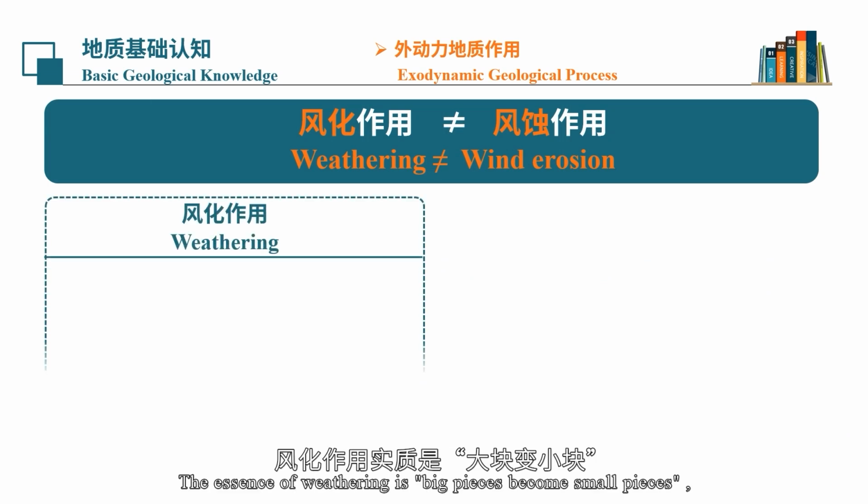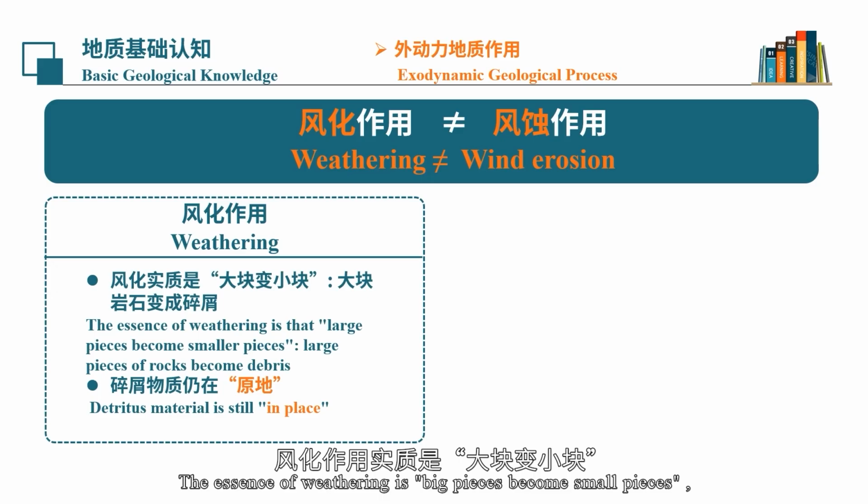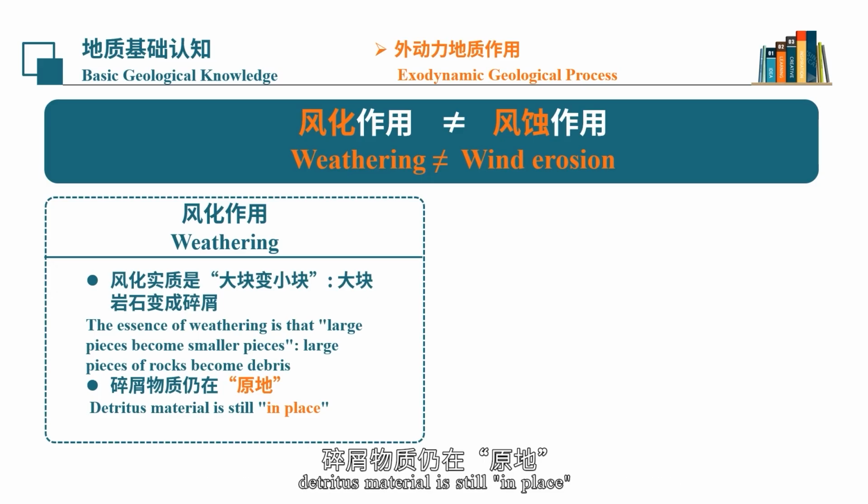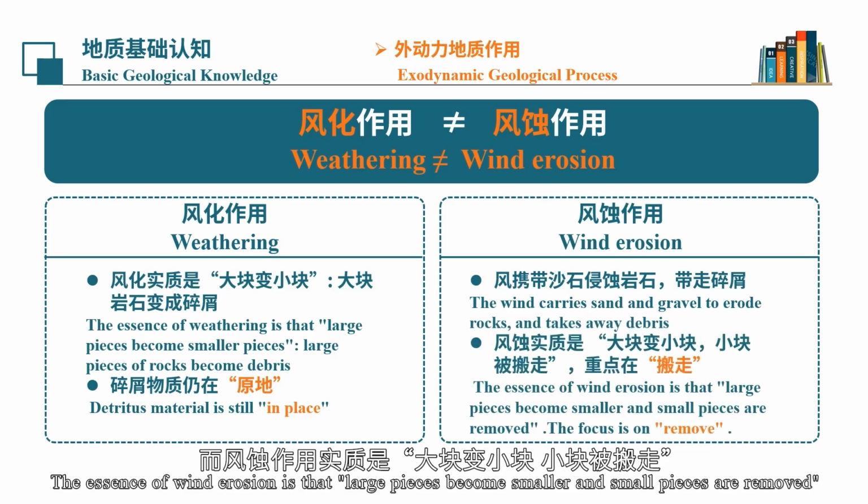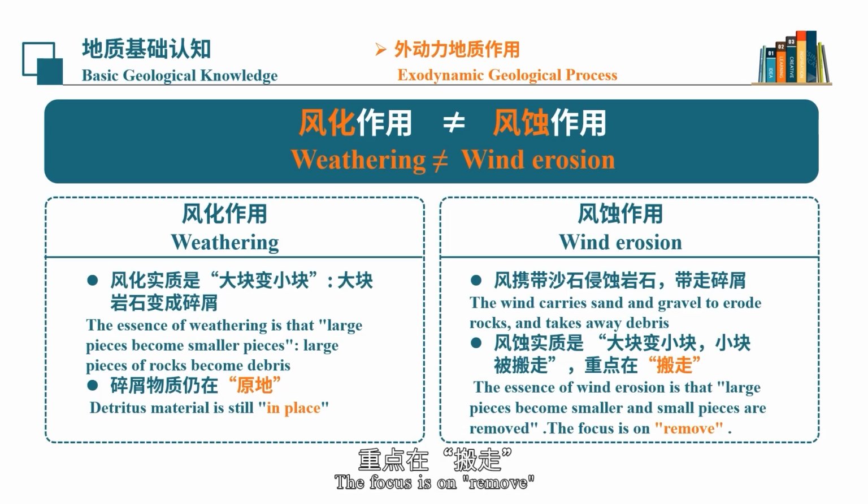concepts. The essence of weathering is that big pieces become small pieces, and the detritus material is still in place. The essence of wind erosion is that large pieces become smaller and small pieces are removed. The focus is on removal.